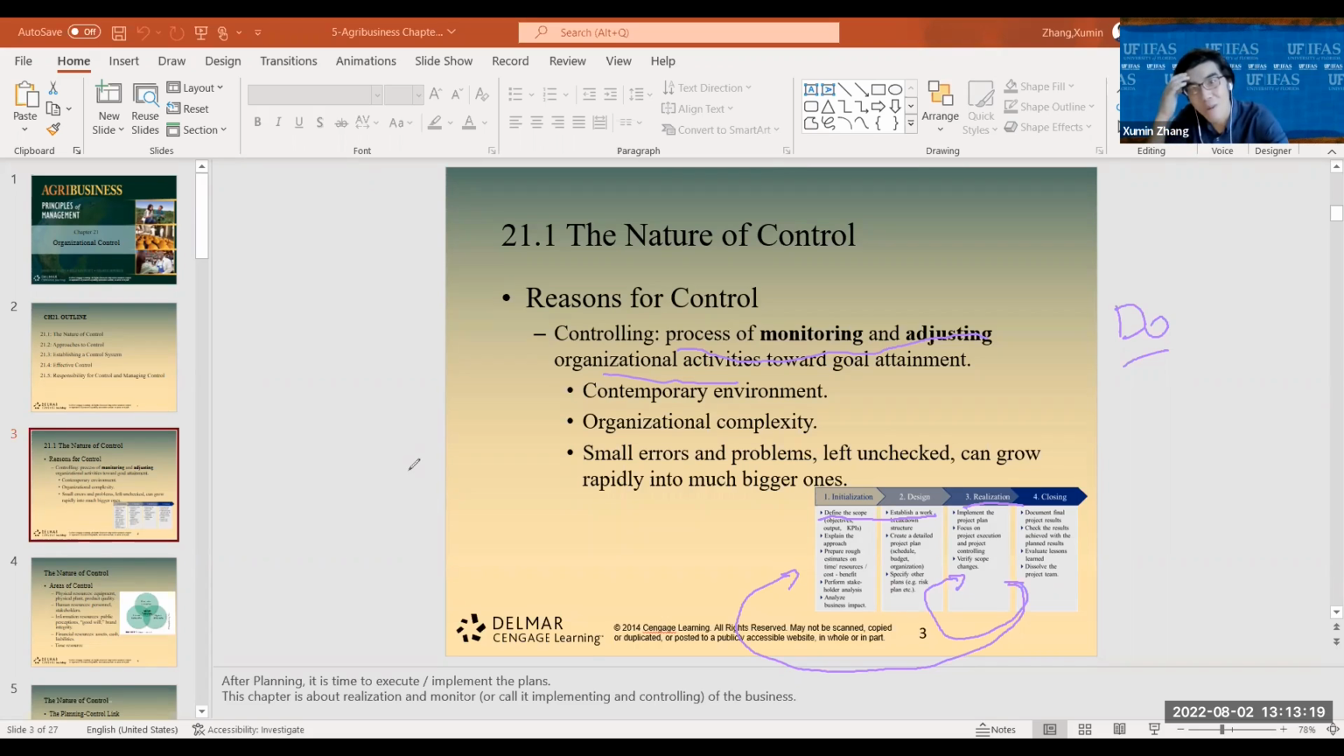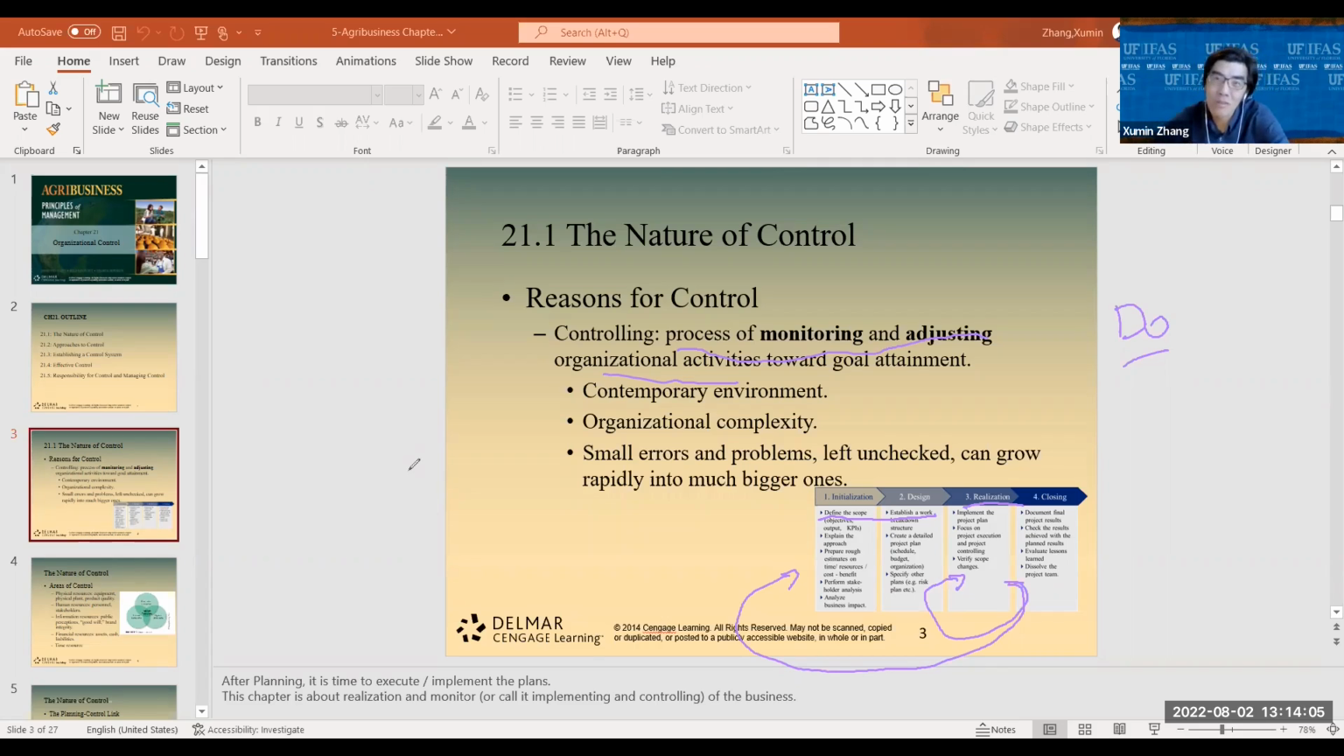Honestly speaking, most of us are resistant to change. We just want to do the easy daily routines, day by day. But unfortunately, those organizational activities and operations are very complex. We have to be ready. If anything goes wrong, we need to adjust. Small things we adjust, big things we need to change.